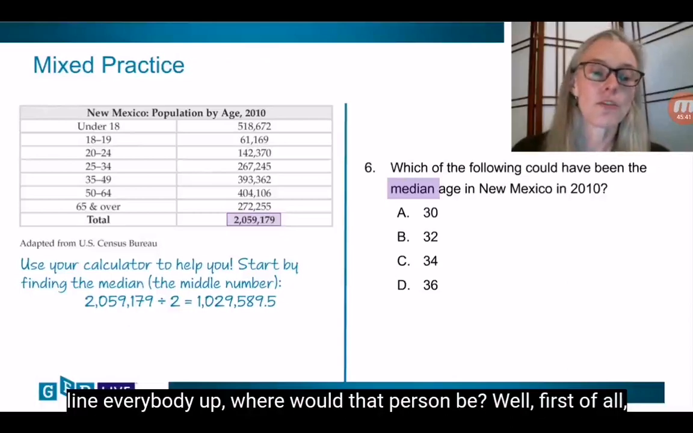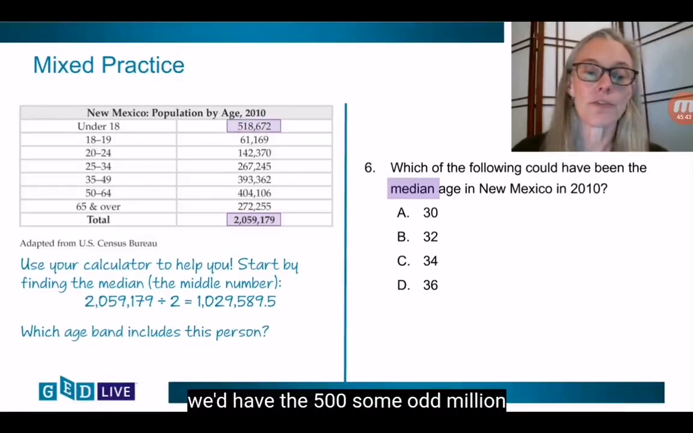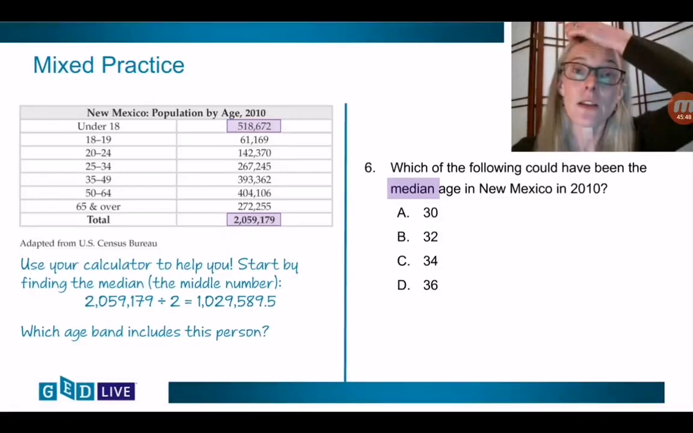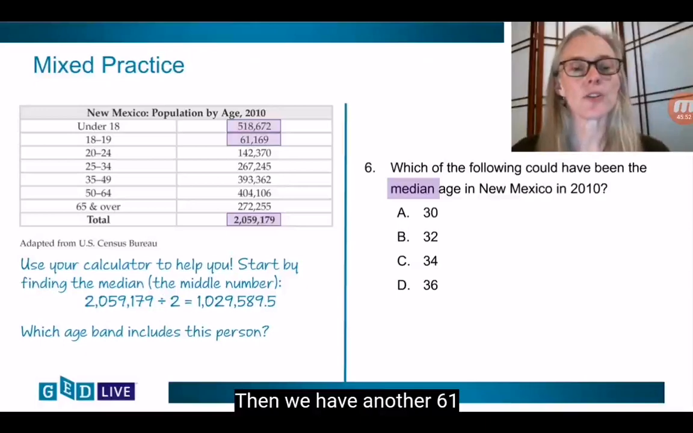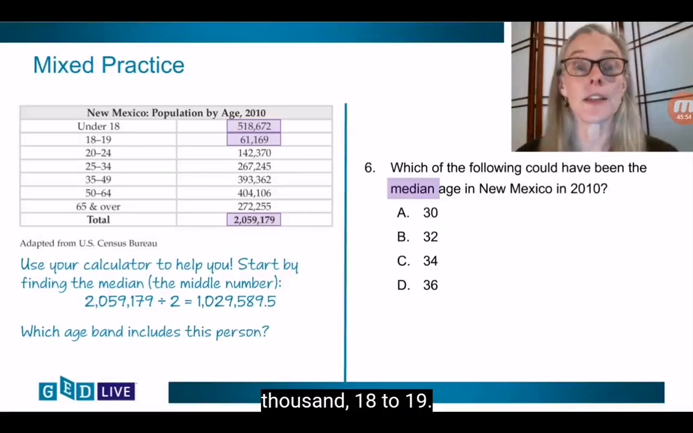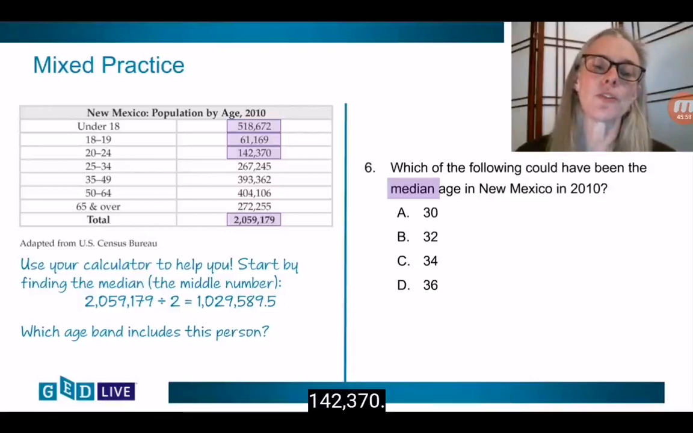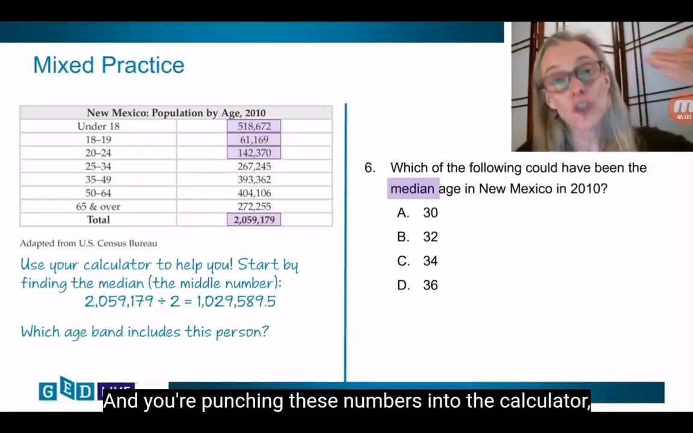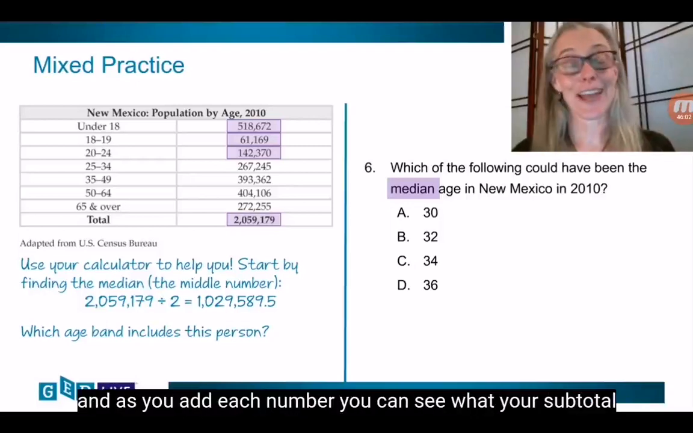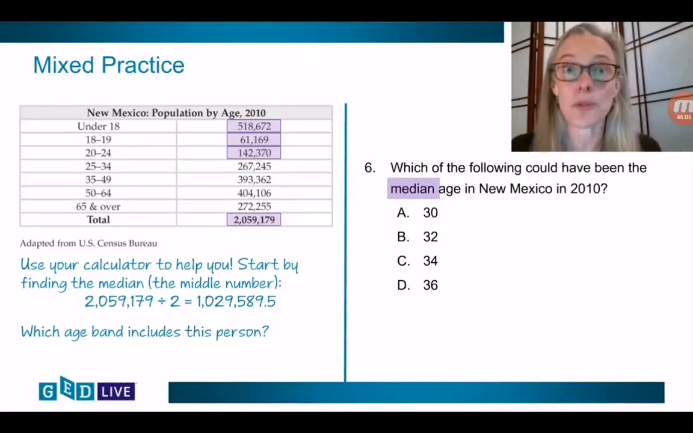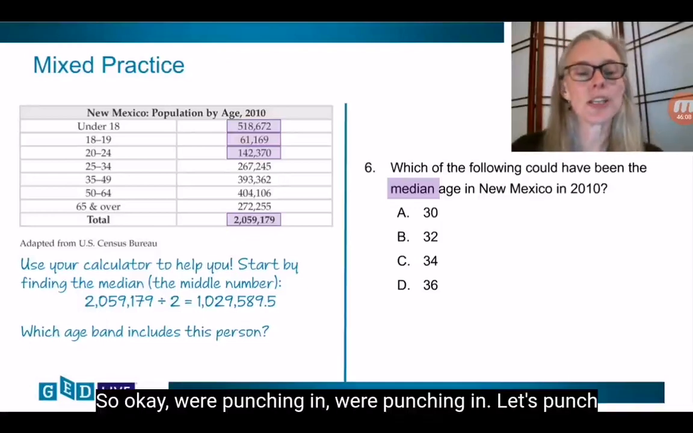Well, first of all, we'd have the 500 some odd million under 18s, the minors, right? Then we'd have another 61,000, 18 to 19. Then in our 20 to 24 range, we'd have 142,370. And you're punching these numbers into the calculator. And as you add each number, you can see what your subtotal is, right? See what you're up to.